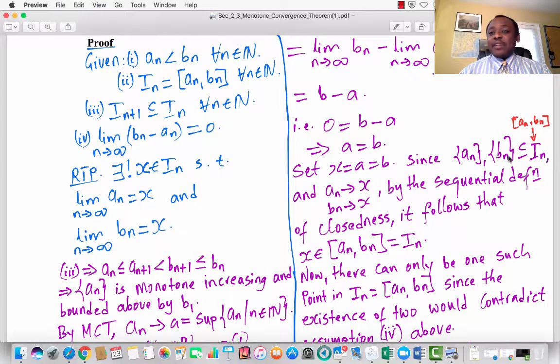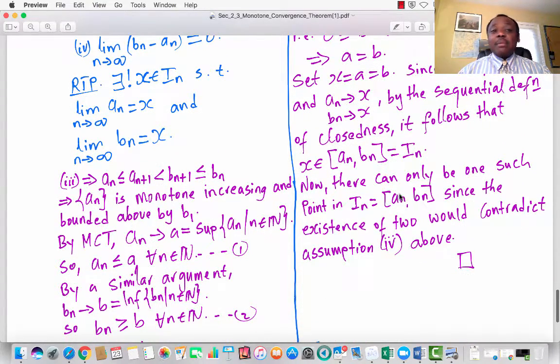Now, an and bn are sequences in In, which is the closed interval [an, bn]. And an converges to x, bn converges to x. And we did prove in previous lectures that if a sequence an is in the closed interval [a, b] and the sequence converges to some point, that point also belongs to that closed interval. So this is a closed interval, and an and bn are sequences in this interval. They both converge to x, therefore x is an element in the closed interval [an, bn], and that takes care of the fact that x is an element of In.